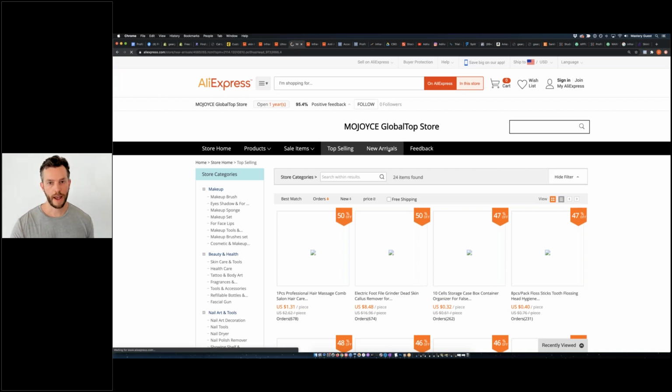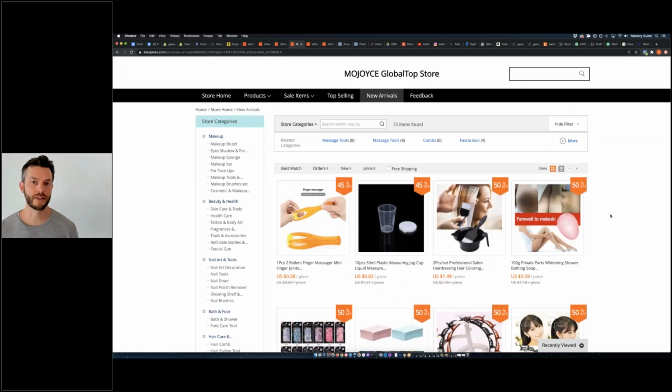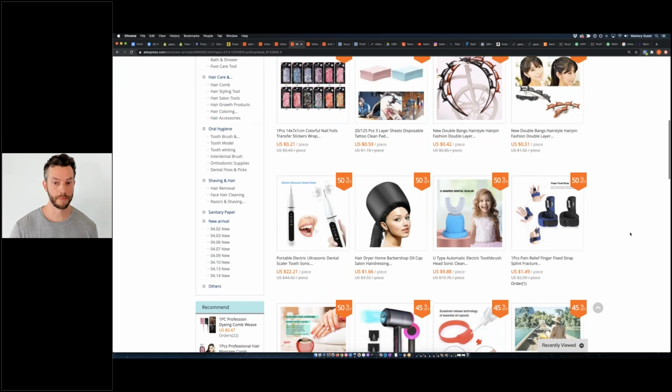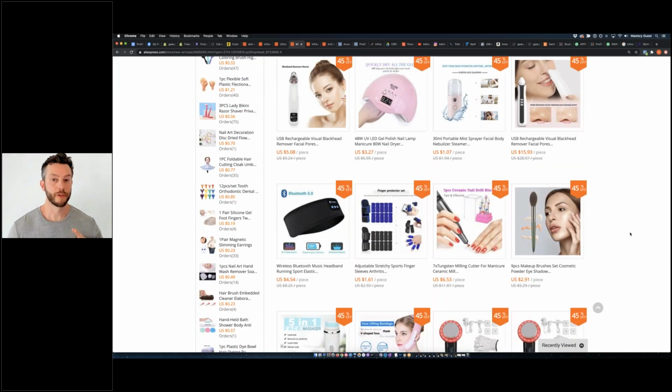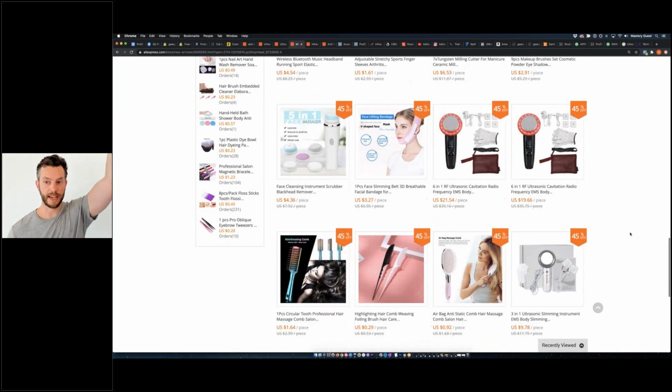But they also have this new arrivals section, right? Now, the new arrivals section is interesting because these are products that they have just started getting in their drop servicing warehouse that they can start offering to sellers like myself and like you. These aren't products that are going to have a lot of sales on them already, but they're going to be products that are fresh to the market most likely. Does that make sense? Say yes, yes, yes.